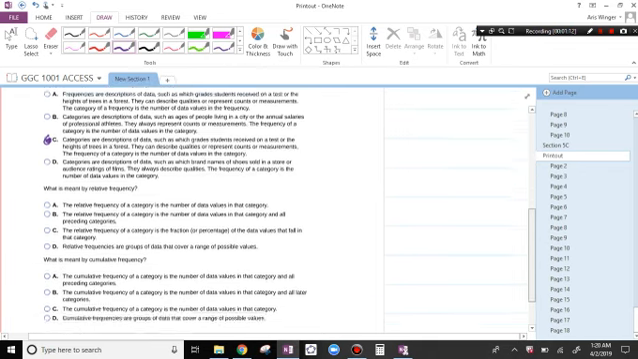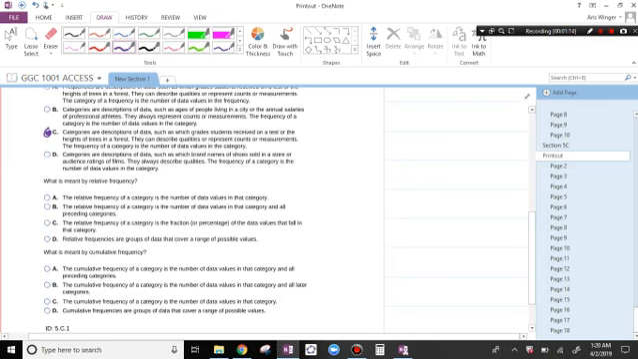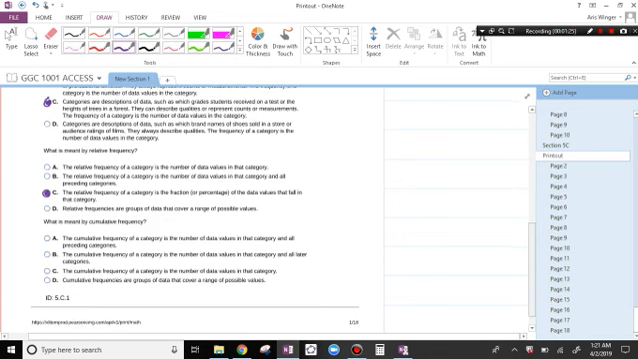The relative frequency is how often something appears, right? So the relative frequency of a category is the fraction of the data values that fall in that category. The cumulative frequency is the total amount of appearances of those data values up until a point. So the cumulative frequency of a category is the number of data values in that category and all the preceding categories before it.